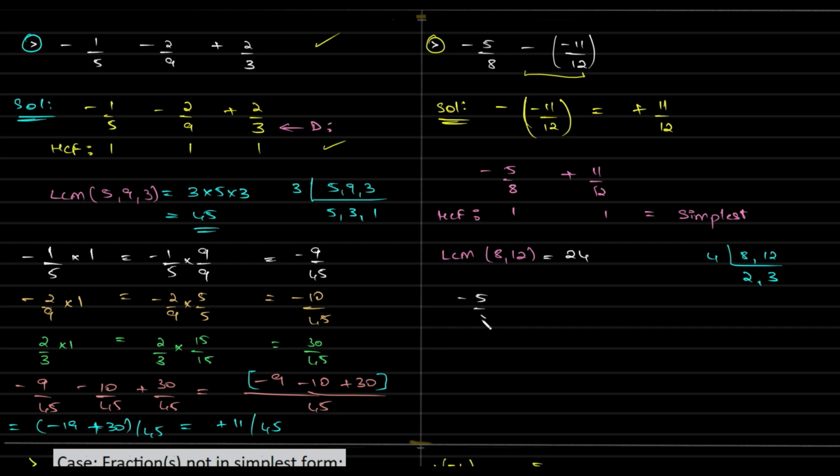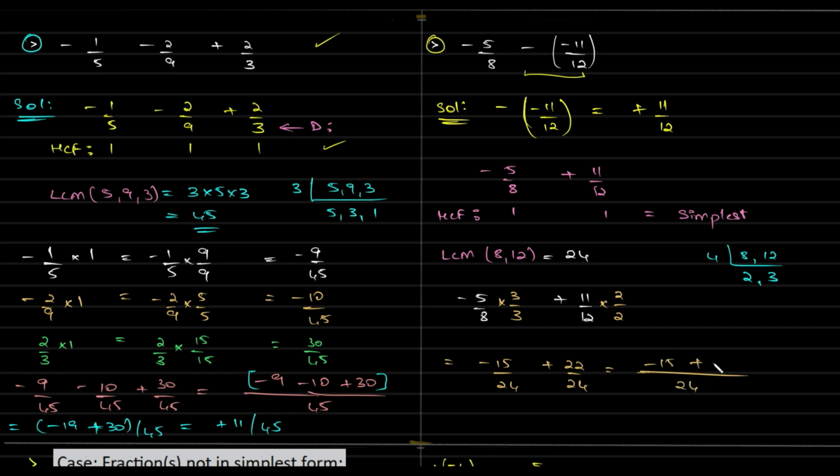Now all I have to do is multiply and divide with something which is convenient, so that I get 24. Here in this case it's 3 by 3. In this case it's 4 by 4. 9 by 9. What is it? 2 by 2. So I get negative 15. How? Negative 5 into positive 3 is negative 15. Negative into positive is negative. 5 3s are 15. This is 24. Positive 11 into 2 is 22 by 24. And we have 24 in the denominator.